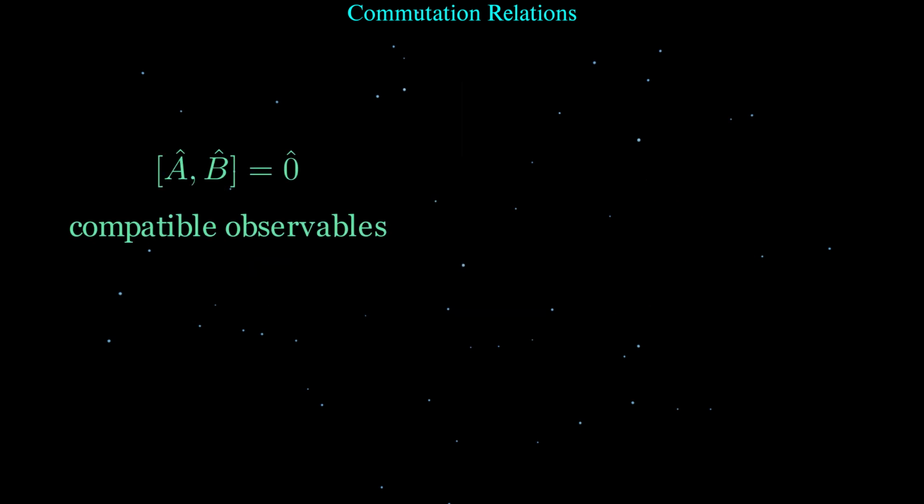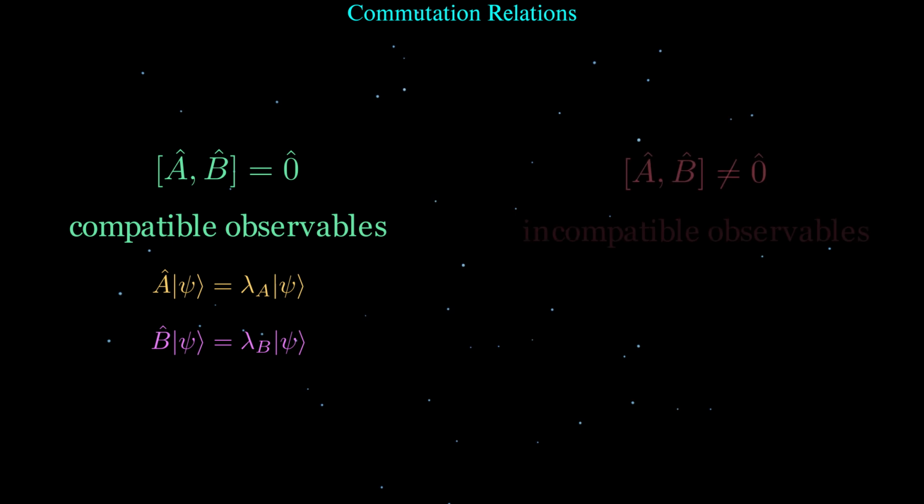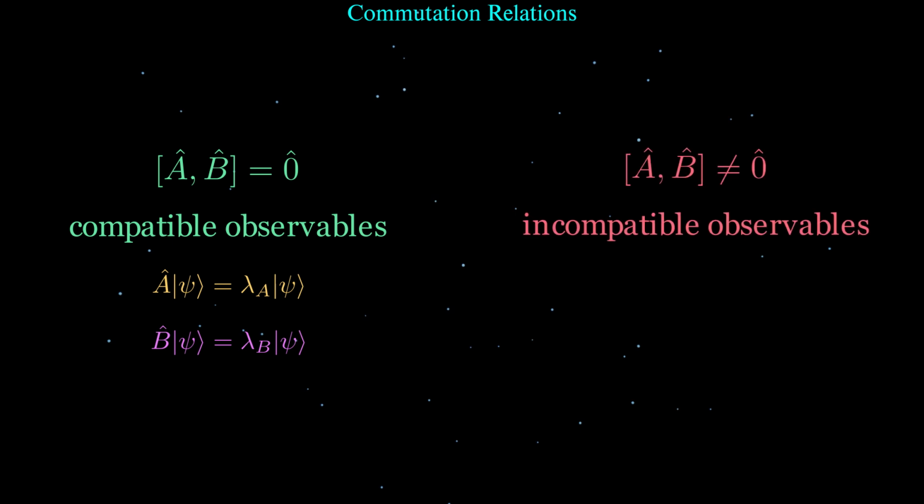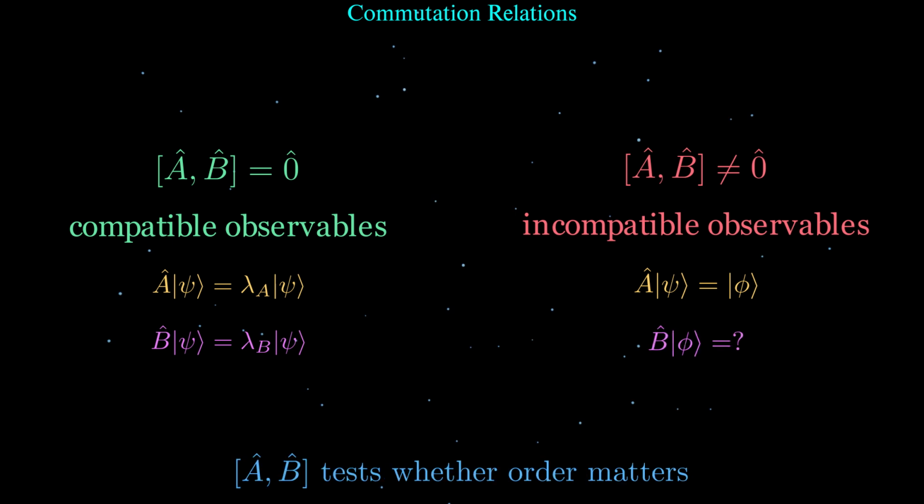If two measurement operators commute, then they are compatible observables. That means that there can be states where both observables have definite values at the same time. But if two measurement operators do not commute, then they are incompatible observables. Measuring one generally changes the state in a way that destroys definite information about the other. So the commutator is basically a test for compatibility that asks if the order of quantum operations matter. If that answer is no, then the commutator is 0. And if that answer is yes, then the commutator is non-zero.